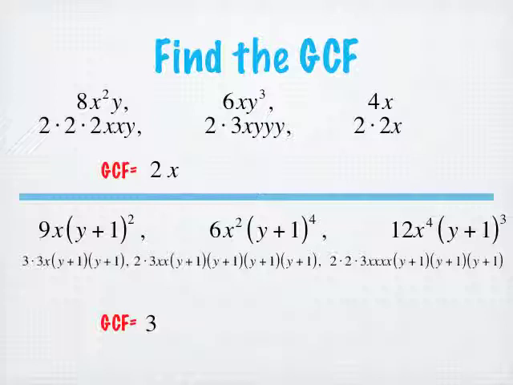They all have at least how many x's? Good. They all have at least 1 x. Now they all have how many y plus 1's? The first one has 2, the second one has 4, the third one has 3. So they all have at least 2 y plus 1's. And that is how we find the greatest common factor with polynomials. I will give you some examples to work on your own in just a minute.